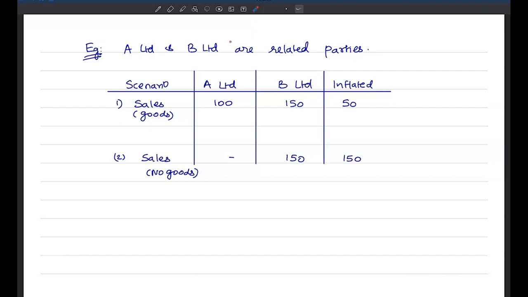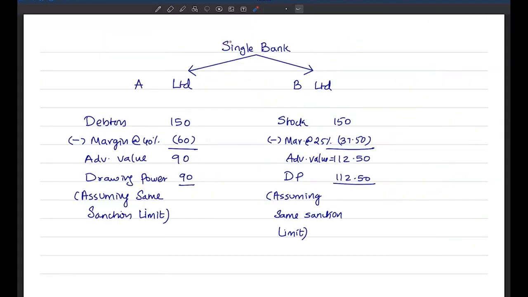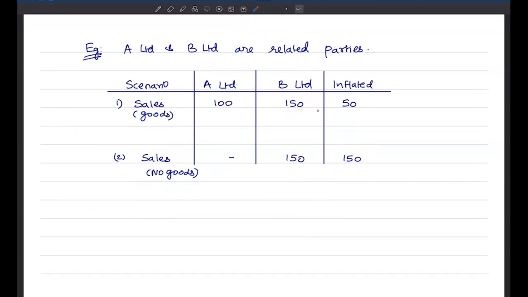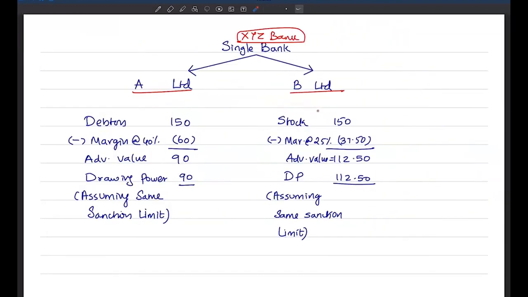And another reason why banks are sometimes very reluctant about related party receivables is when both the parties have credit facilities with the same bank. So let's say this is a single bank, the same bank. I'll call this XYZ bank. Okay. So this XYZ bank has customers called A Limited and B Limited. Now listen. This A Limited has raised an inflated invoice of 150 million, what we have seen earlier, this case. So already it is inflated by 50.